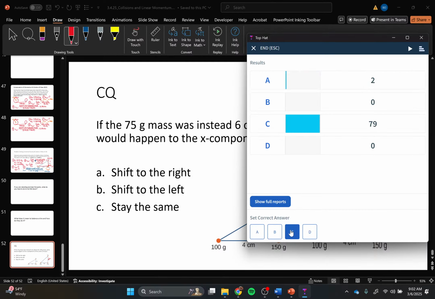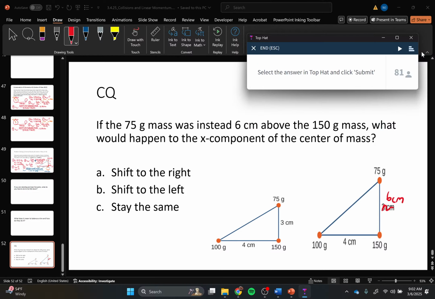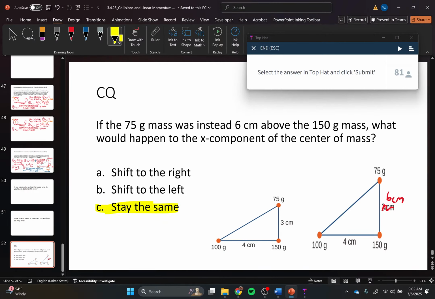Oh, look at that. This is a question of, do you understand X, Y independence? Do you understand that X and Y are separate of each other? I changed the Y coordinate, but who cares? It doesn't affect the X coordinate. X and Y are independent of each other. It's a very, very important thing in physics, and this problem gives you a nice visual of that. Great. Okay.